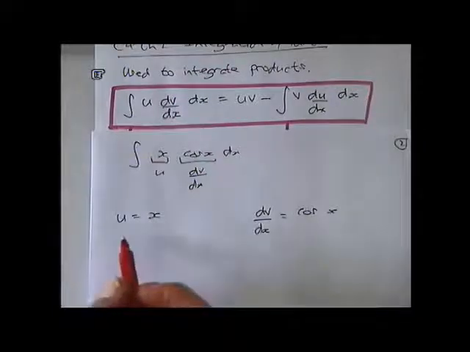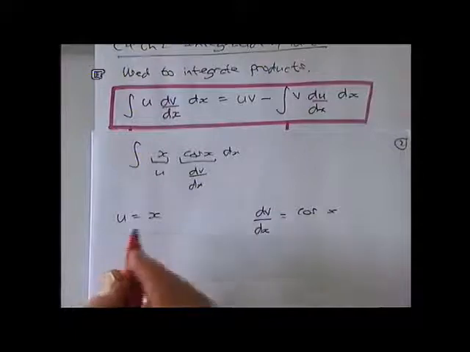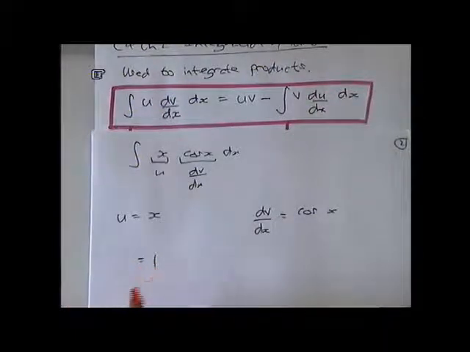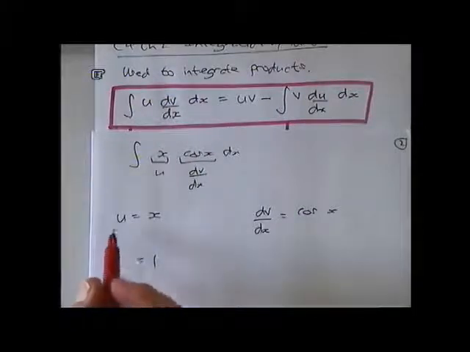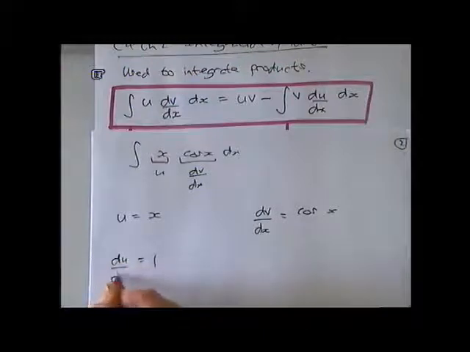Now, what have I already said? What do I need to do from my u bit? I need to differentiate it to get... The answer will be 1. Yeah, what will I write on the left-hand side of the equal sign? Yeah, go on. You're all saying it, I think, pretty much. du dx. Yeah, that's right.